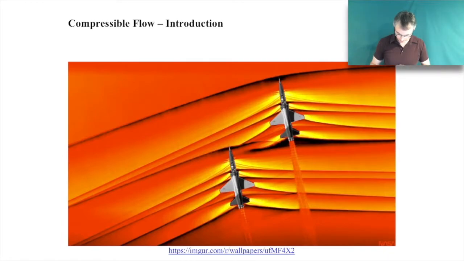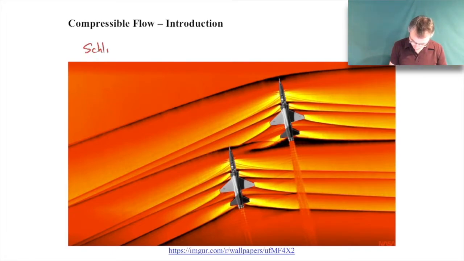We have a really neat picture here of two T-38 trainers flying. This is a real photograph. It's been colorized a bit, but it's a real photograph. So you have two T-38 supersonic trainers that are going faster than the speed of sound here, and the image is a schlieren type of image. Schlieren, let me write this down here. Looks like this. Schlieren photography.